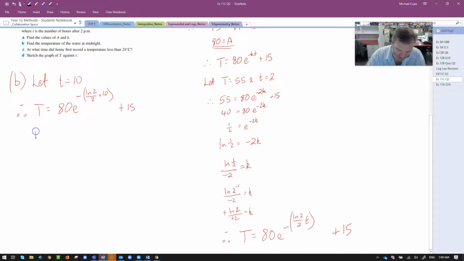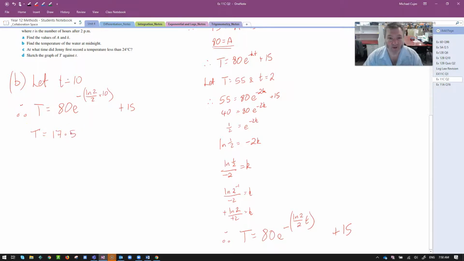Let's just go ahead and work out what that is. That's going to be e to the negative 5 ln 2. So, calculator's out. 80 times e to the power of bracket negative 5 log 2. Close my bracket on that. Add 15. And that's giving me an answer of 17.5 degrees.